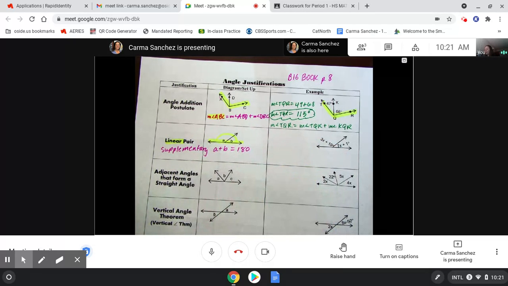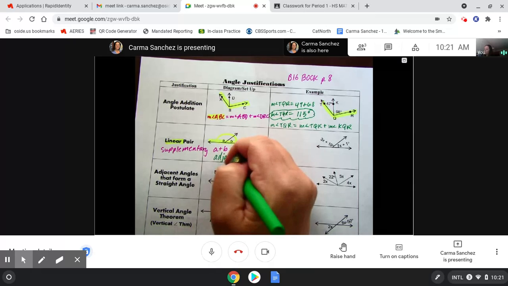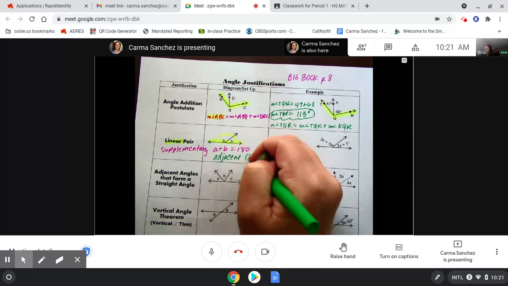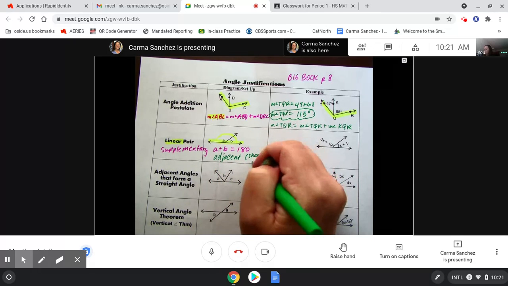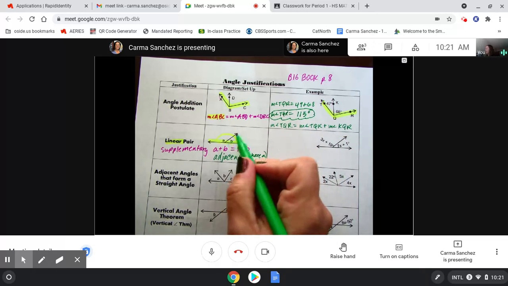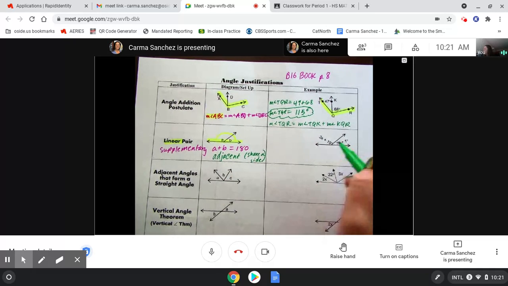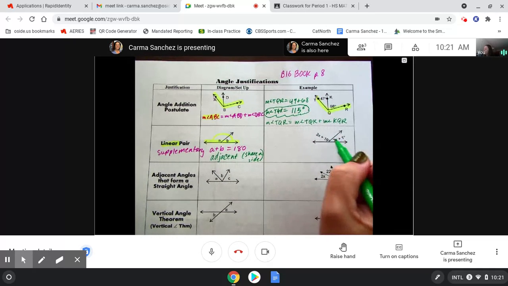Now, one thing that has to be clear on a linear pair is that these are adjacent angles. They share a side. So keep that in mind when you're trying to identify them, that this side is shared between both angle A and B. Okay, let's go do an example of what I do to solve for x with this linear pair.